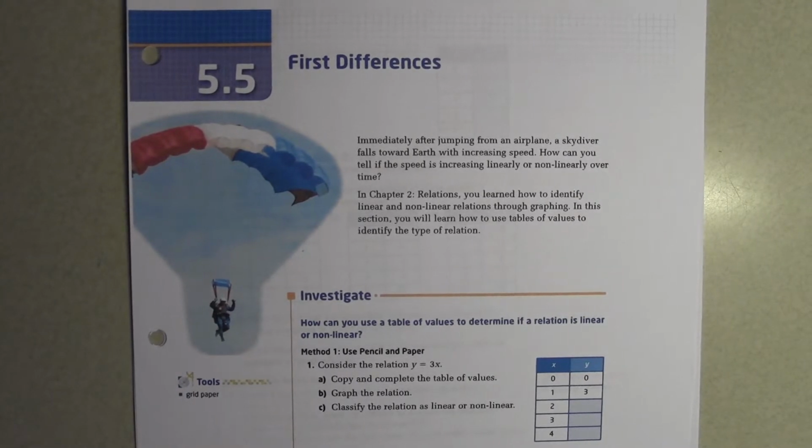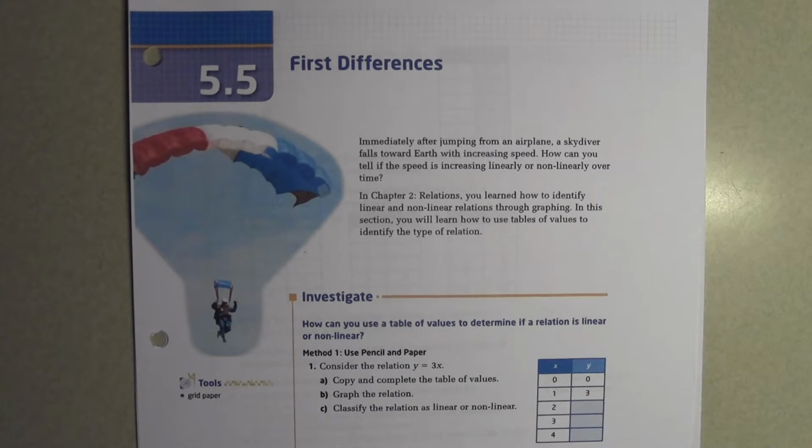Immediately after jumping from an airplane, a skydiver falls towards Earth with increasing speed. How can you tell if the speed is increasing linearly or non-linearly over time? In Chapter 2, Relations, you learn how to identify linear and non-linear relations through graphing. In this section, you will learn how to use tables of values to identify the type of relation.